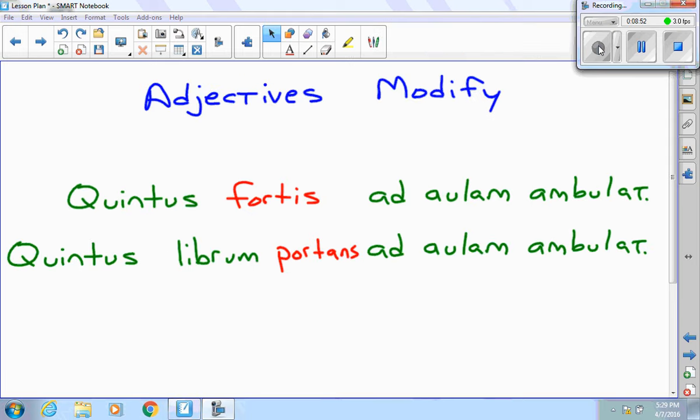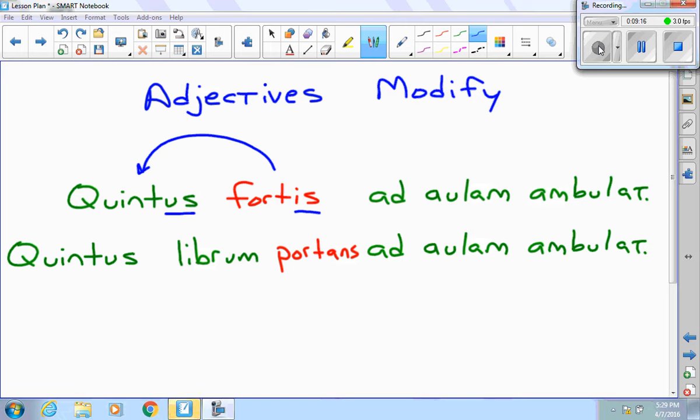Because we're using participles, it's also important that we know what the adjectives are modifying. In the first sentence here, I have Quintus fortis ad aulam ambulat. I look at fortis, it's an adjective, it is nominative, it is singular, it is masculine. It has to modify something that is nominative, singular, and masculine. So it modifies Quintus, which is also nominative, singular, and masculine. I know that based off of those case endings. With participles, it works the same way, just like that adjective fortis.